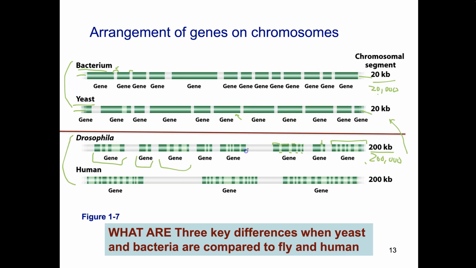And there's also large regions in between because the regulation of a gene, when it's turned on and off and in what kind of cells and so on, is more complicated in higher eukaryotes. And so there have to be more sequences that determine whether this gene is being expressed or whether it's being shut off and so on. So there are a number of things to notice when comparing the prokaryote and the very simple single-celled eukaryote with higher eukaryotes.